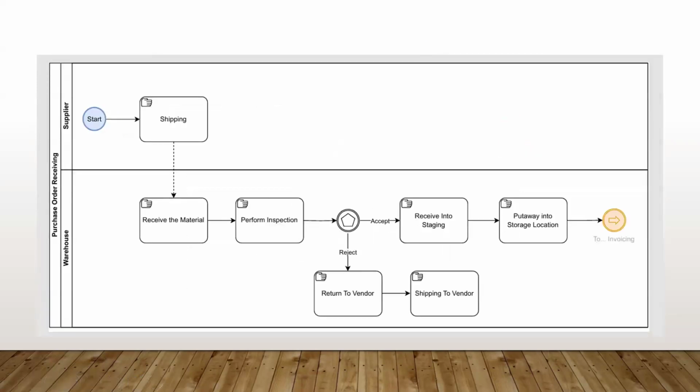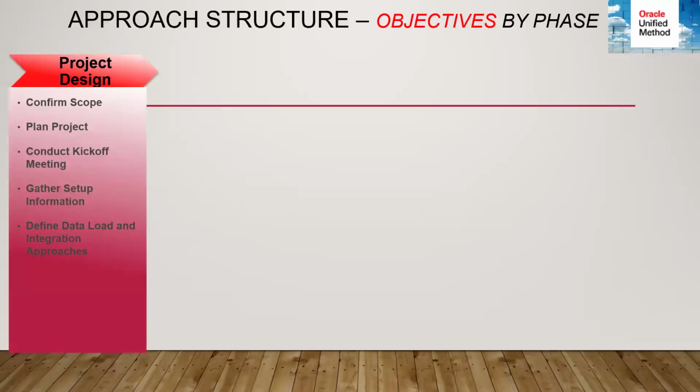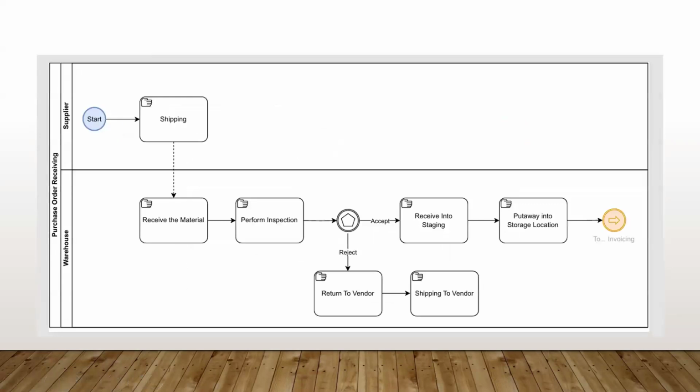So when we talk about the receiving part in Oracle Cloud, once the PO is cut and the receiving is done, the supplier would be shipping the goods. You would be receiving the material in the warehouse. So you would be performing an inspection if required.